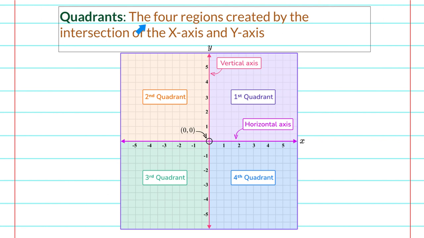Quadrants. They are the 4 regions created by the intersection of the x and y axis. So we have quadrant 1 will be up here, quadrant 2, quadrant 3, quadrant 4. Also notice how if we start at the origin, we're going positive on the x-axis this way, negative to the left. Now if I start at the origin again and go on the y-axis, positive goes up, negative goes down.